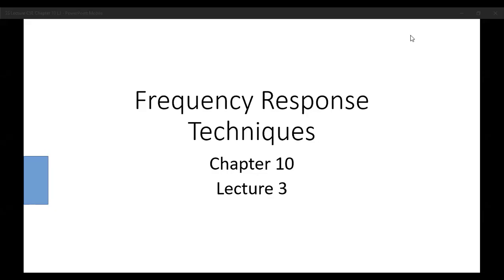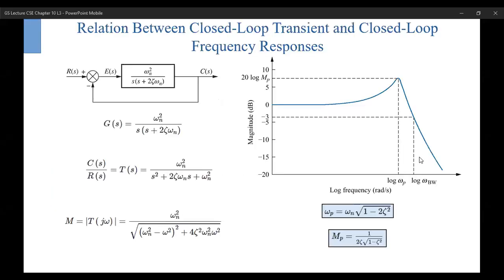This is the third lecture on chapter 10, frequency response techniques. In the last class, we discussed the phase margin and the gain margin. So today we are trying to further extend our idea regarding the frequency response. The first topic that we are going to cover is the relation between the closed loop transient and the closed loop frequency response. To figure out how they are related, we have to start with the unity feedback system of an ideal second order system.